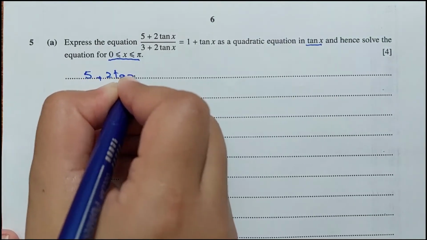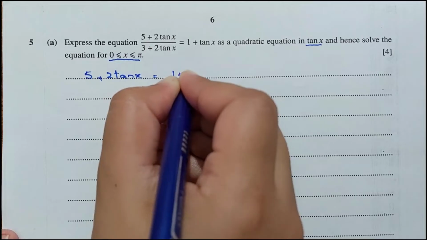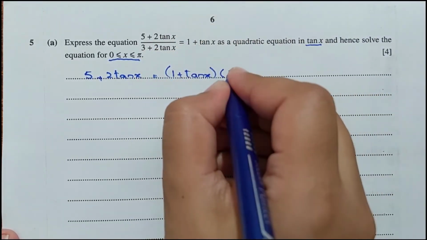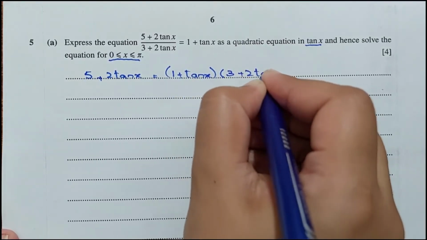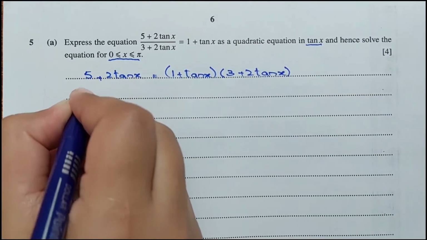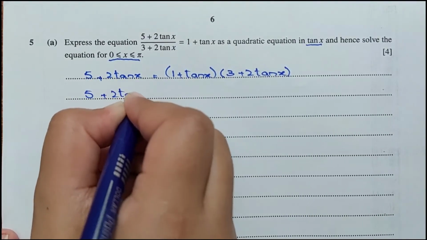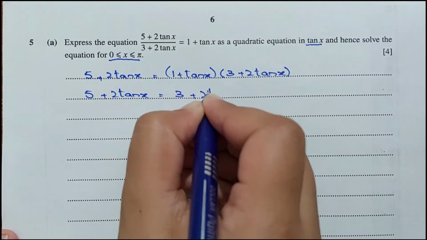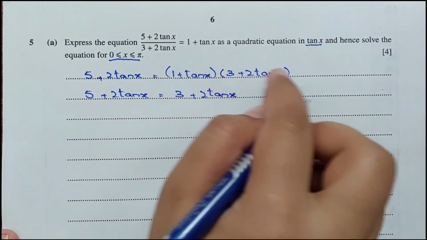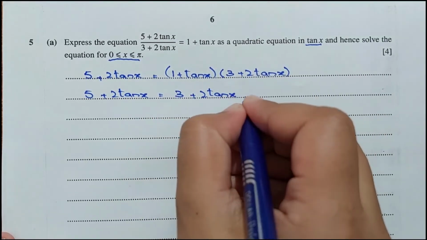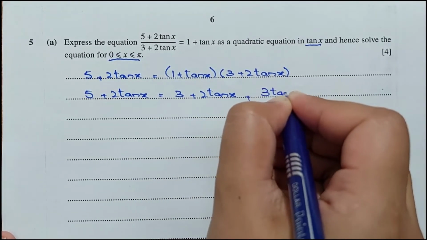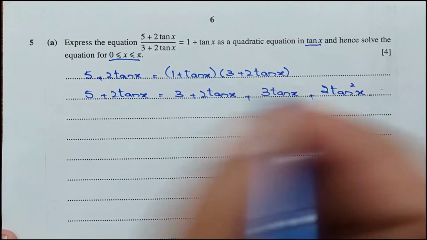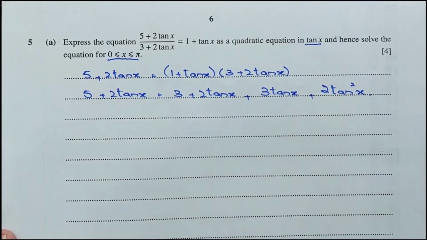5 plus 2 tangent of x should equal 1 plus tan x multiplied with this cross-multiplied term, 3 plus 2 tan x. Okay, first we are multiplying with 1, so it is 3 plus 2 tan x. It stays the same, when we multiply with 1 the bracket stays the same. Now multiplying with tan, 3 with tan is 3 tan x, and 2 tan times tan would be 2 tan square of x. This is a quadratic equation in tan x, right?